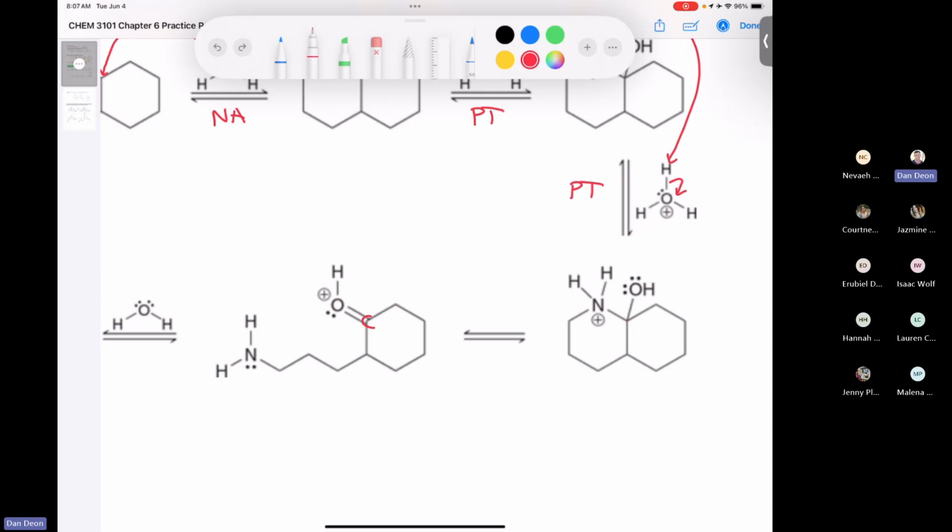You see that the oxygen goes from having a single bond and 2 lone pairs to having a double bond and 1 lone pair. And so we're going to take one of those lone pairs, make a pi bond, and then break this bond, and put this lone pair over here. So we open up the ring that way.